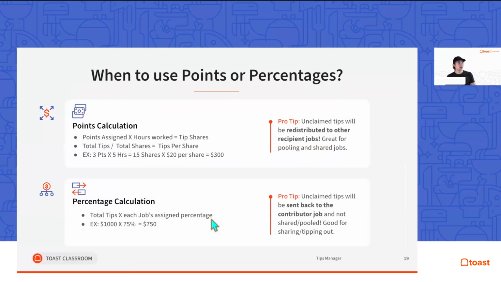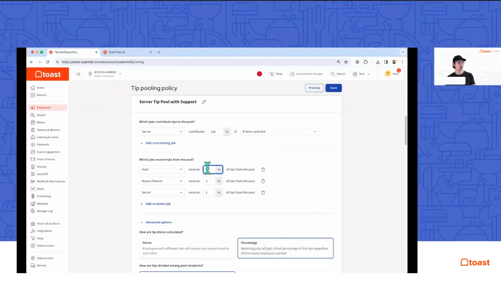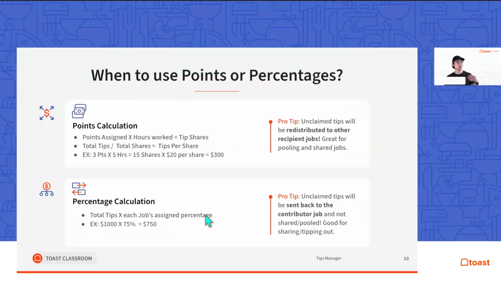Now, the other side of it is going to be to use percentages. It's cutting up pieces of a pie. If we were to go back to our pool example, I change this to percentages, we might want to change this to like a 25, 75% makeup. Imagining how much of this 100% total pie we want to give out to hosts, bussers, runners, or servers. When we look at the math calculation again, this is going to be total tips multiplied by each job's assigned percentage. So $1,000 times 75% equals $750.